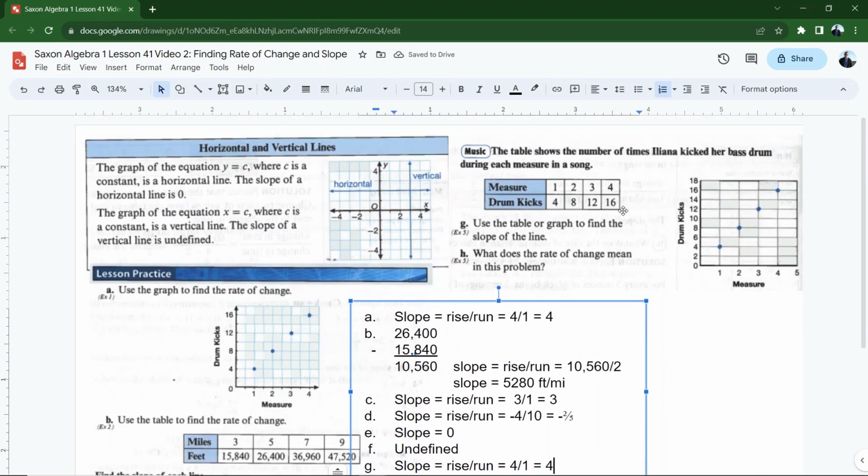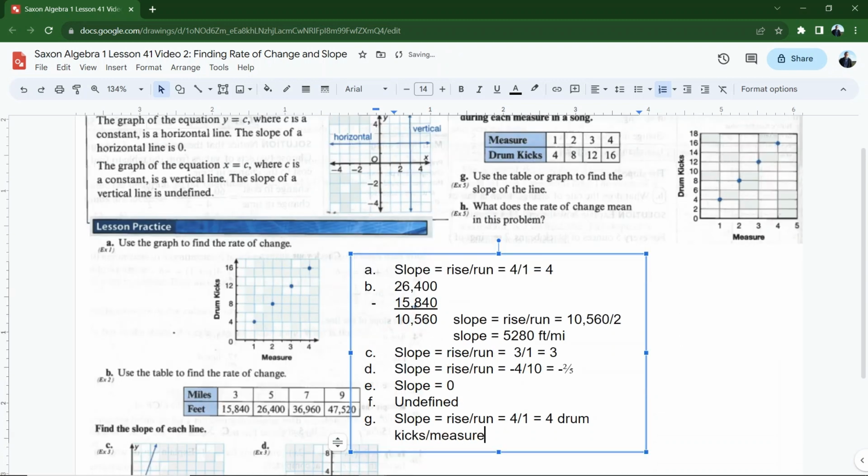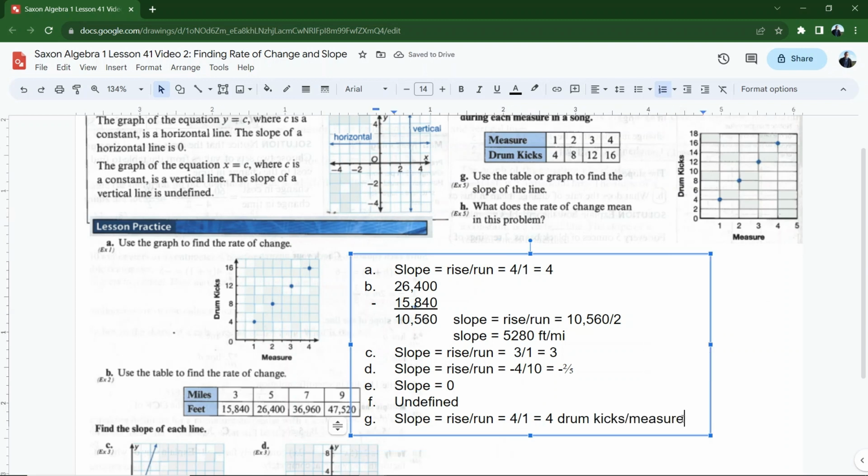And I can give this one a label because I see I have a y-axis and an x-axis. It's going to be drum kicks per measure. All right, and then lastly, letter H. In letter H, what does the rate of change mean in this problem? Well, it's actually in the label, right? Once we look at the label, we should be able to figure that out. It's the number of drum kicks per measure. And I just get that from dividing whatever's on the y-axis by whatever's on the x-axis.